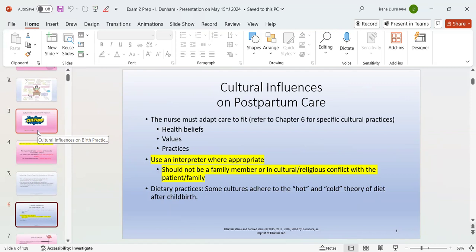Now I know family members might just want to jump in and say, "Oh, I can help you," but what does that make the patient feel if her own father is going to be an interpreter in the labor room? What do you think? Not comfortable. Not confident. Yeah, imagine.